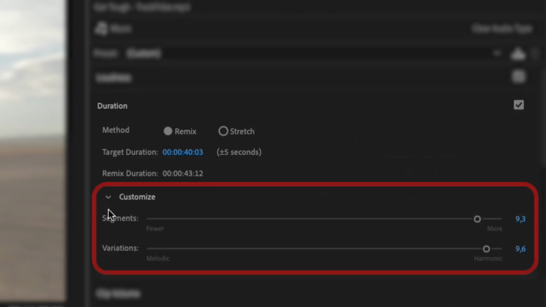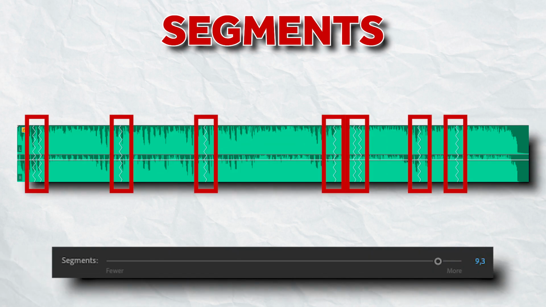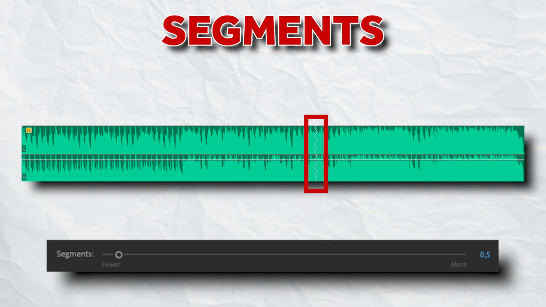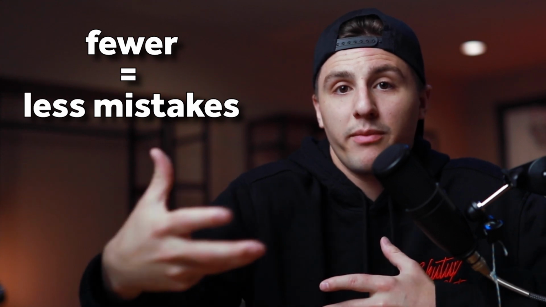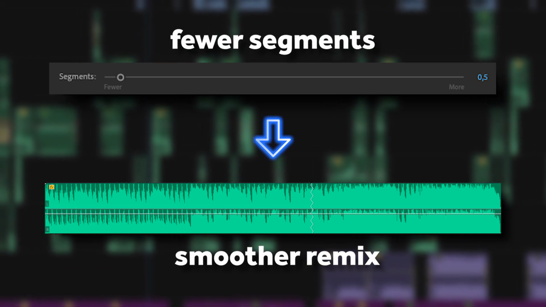Under this, you can customize the segments and the variation. Segments is how many cuts you would actually like Premiere to make. So how many of those squiggly lines do you want it to have? More cuts is going to mix in more parts of the song, while fewer cuts is going to mix in less parts of the song. I personally like going with fewer because that's going to give Premiere's AI less chances to mess up. So in my opinion, fewer segments equals a smoother remix. And I'll show you what that looks like in a second.